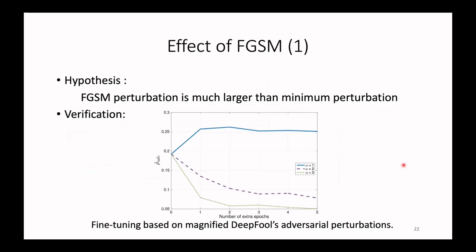To verify that, they fine tune a model based on magnified Deepfool perturbation samples with different scales. We see here the different scales of the model, and they compute at each epoch the average adversarial robustness, and we see that the larger the magnitude of the perturbation, which becomes larger here with a scale of 3, the average adversarial robustness of the model decreases.